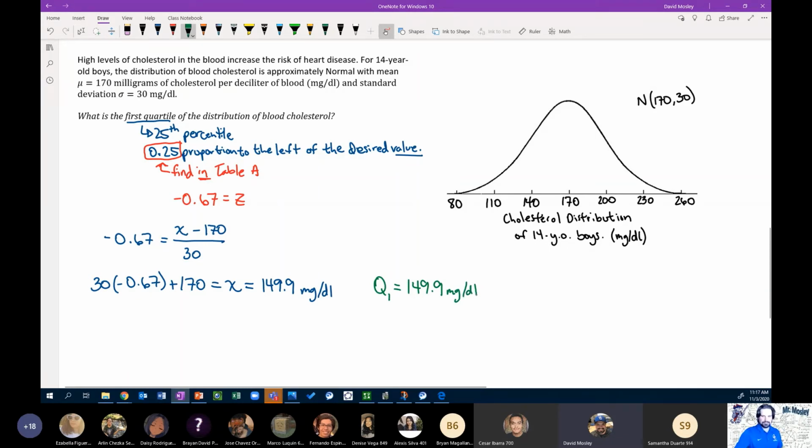What are your questions? What can I help you understand better? What can I go over again? Was this helpful in being able to do these calculations? You just see how they're done.